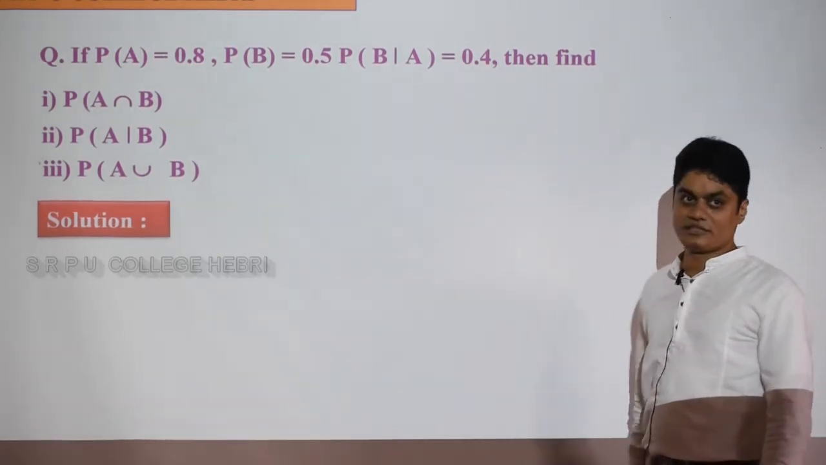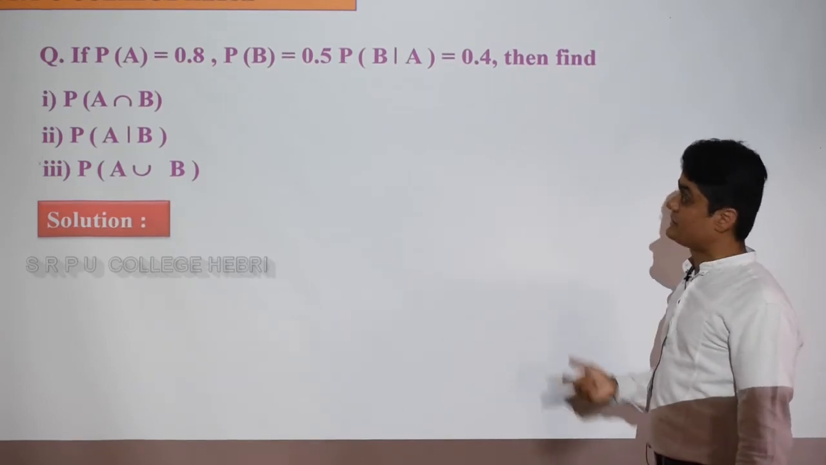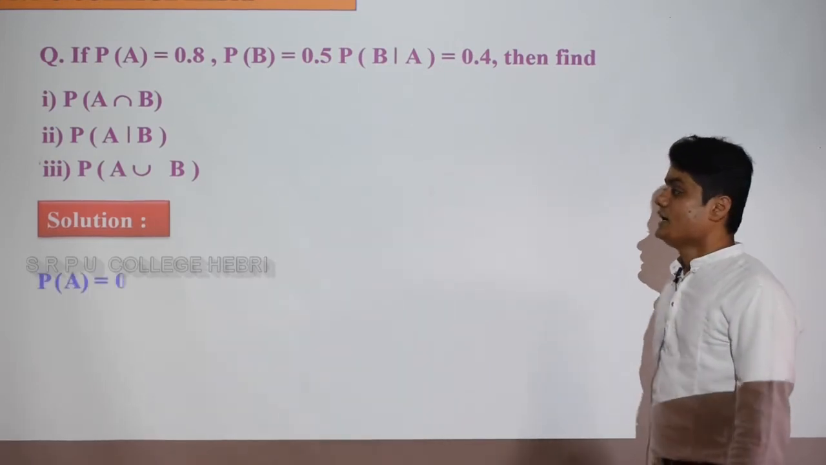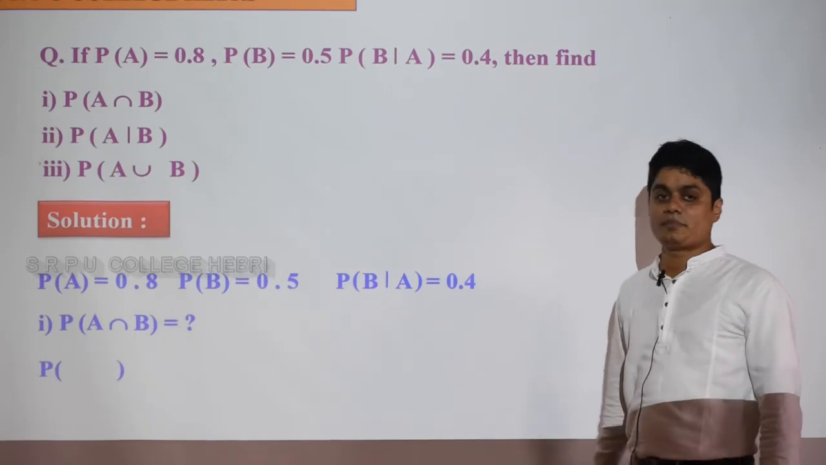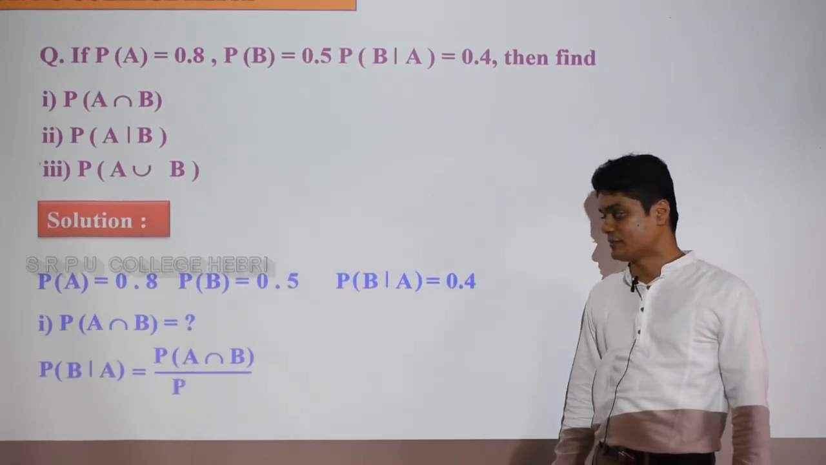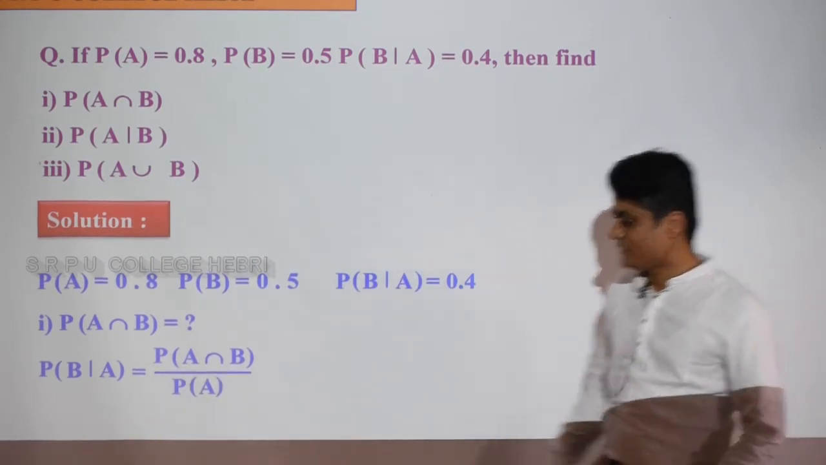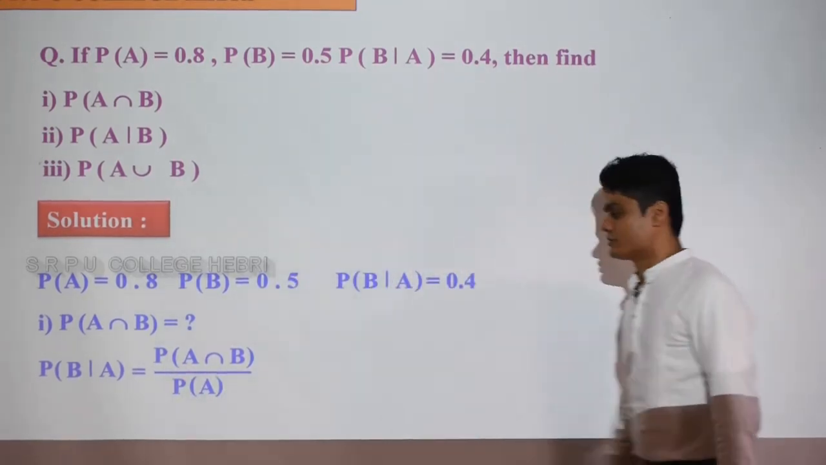I'll solve this, listen carefully. P of A is given, P of B is given, P of B bar A is given, and first of all you have to find out the probability of A intersection B. Use this formula: probability of B bar A is equal to probability of A intersection B divided by probability of A. This is given, so we only need to find probability of A intersection B.